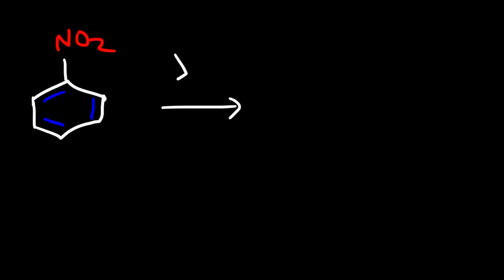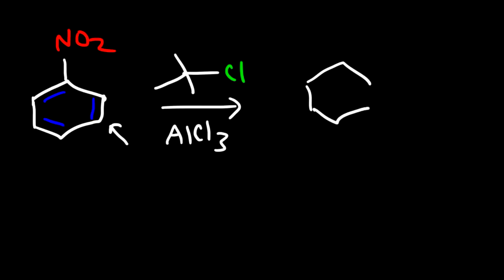Now for the next example, we're going to start with nitrobenzene. What's going to happen if we react nitrobenzene with tert-butyl chloride and AlCl3? So what's the major product of this reaction? Now, we know that the NO2 group is a meta-director. So you might be thinking, well, hey, this should be the product.